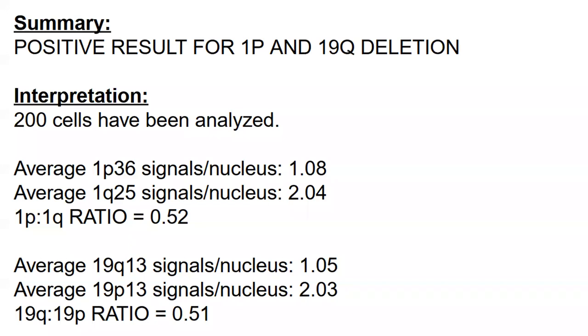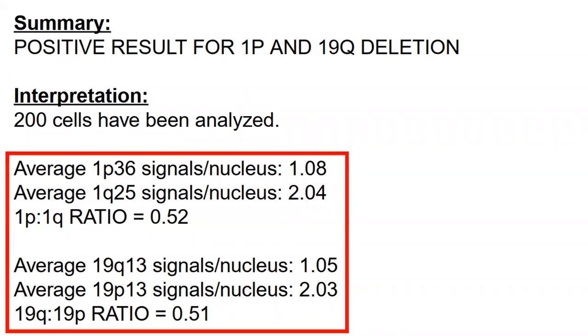Now, I want to look at this. This is the FISH result for 1p19q analysis, and let's look at the ratios. This is absolutely perfect, and this is what you want to see. The average 1p36 signals per nucleus is 1.08, average 1q25 is 2.04. So the ratio of 1p to 1q is just about 50%. Same thing if you look at 19q versus 19p, the ratio again is 0.51.